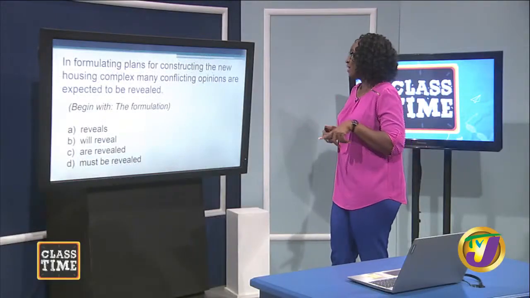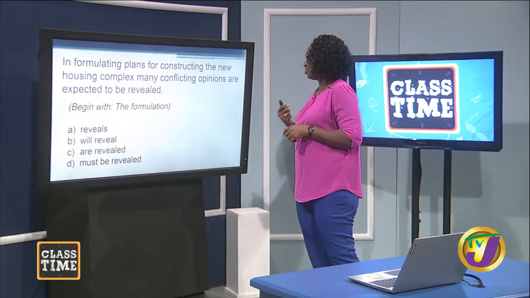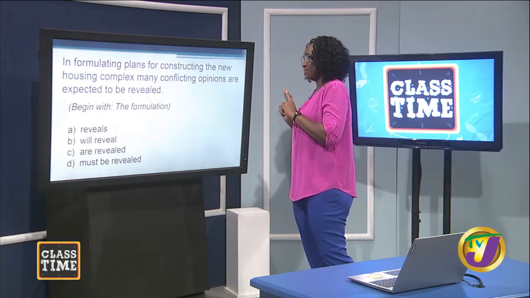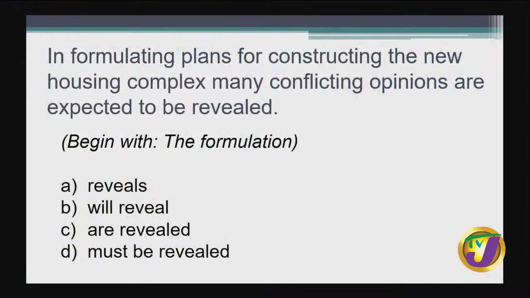Now look at this one. "In formulating plans for constructing the new housing complex, and we're doing construction shift, many conflicting opinions are expected to be revealed." And you're going to start with "the formulation." So instead of saying "in formulating," you're going to start with "the formulation." Oh my word, what now? So, "the formulation of plans for constructing the new housing complex."